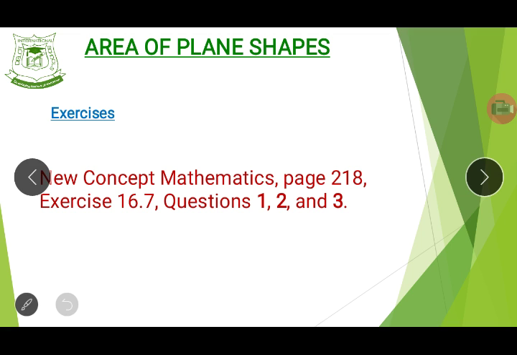I believe this is a simple explanation for you. And I have exercises for you as well. I hope the class was an understandable one for you. So your exercise is going to be in your New Concept Mathematics textbook for your class JSS 1, page 218, and you do exercise 16.7. Exercise 16.7, you just pick questions 1, 2, and 3. All right, and then you do that for me.